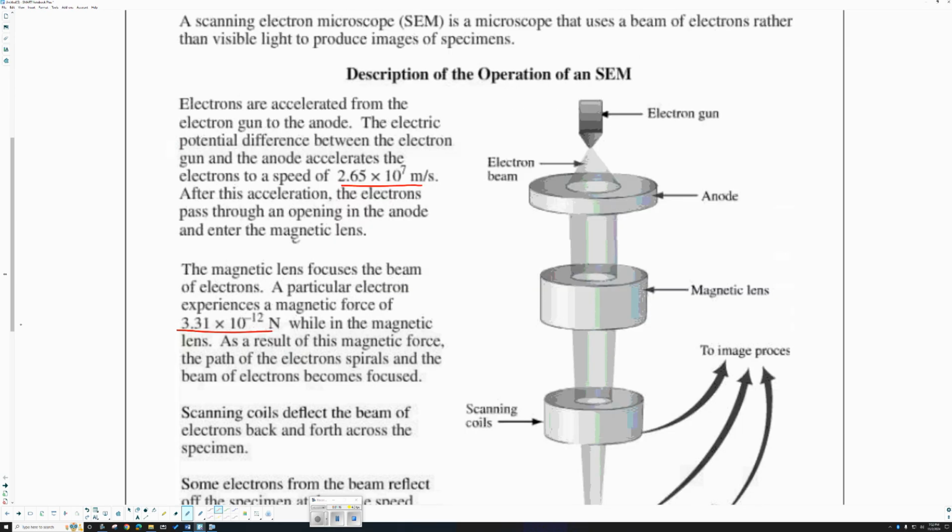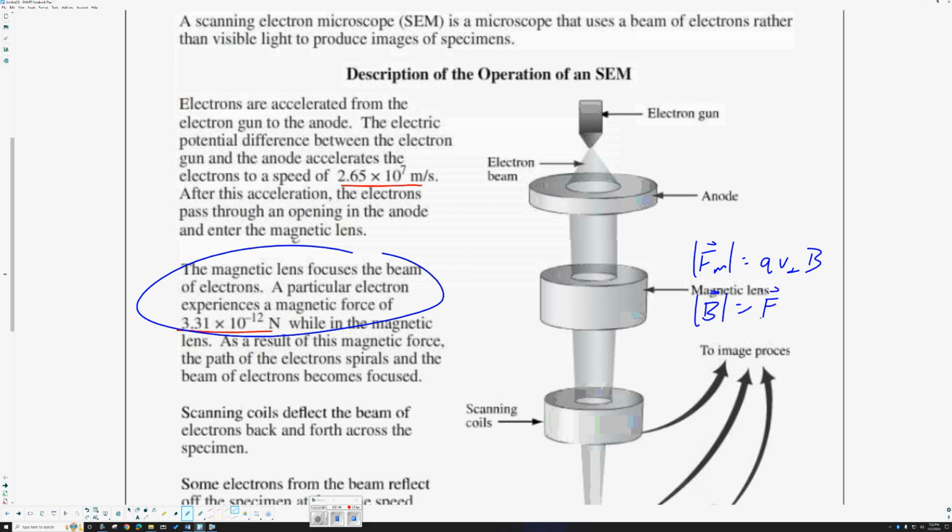There we are. A particular lens focuses the beam of the electrons. A particular electron experiences that magnetic force. We're looking for the magnetic field strength. Let's say the magnetic force is equal to QvB. Let's rearrange this to solve for B. It's the magnetic force that we're given here over Qv. The magnetic force is 3.31 times 10 to the negative 12 newtons.